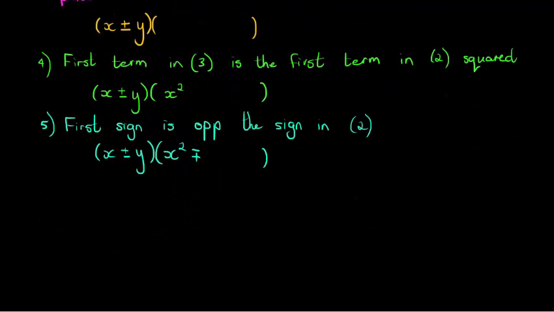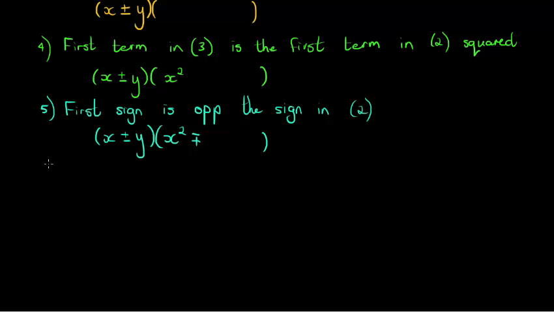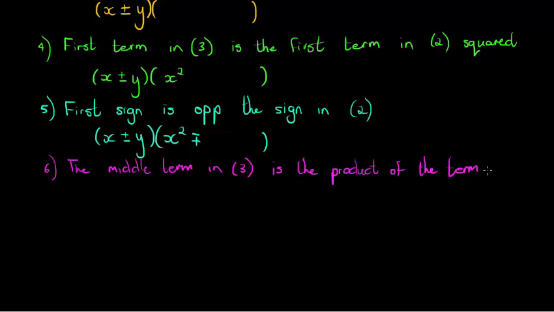and the next one is the middle term. Okay, the middle term in the bigger bracket is the product of the terms in the smaller bracket. So this middle term, we already know the sign is opposite that sign, but the actual term is the product of those two, which means that this is x plus minus y, x squared minus plus, because the signs are different, and now the product xy, just multiplying those two terms with each other.